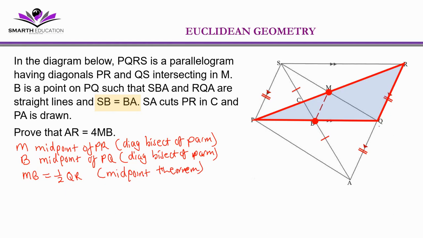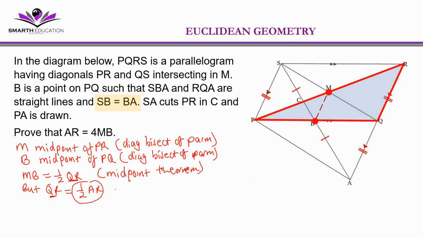QR is equal to AQ. We prove that using the converse of the midpoint theorem. QR is equal to AQ, so meaning that QR is half of AR. QR is half of AR. So you can say QR is equal to half of AR. So meaning that where there's QR, we can write what? We can write half of AR.